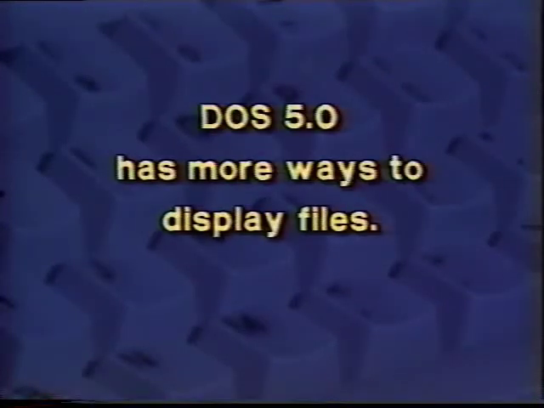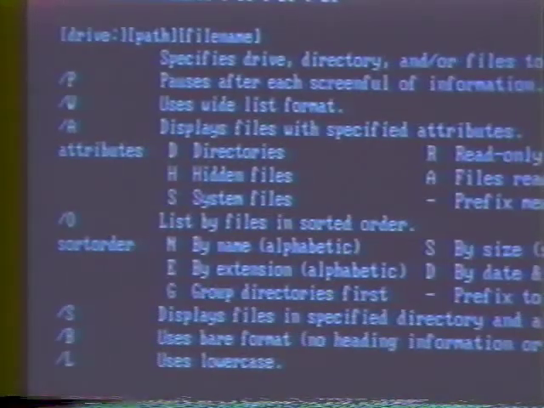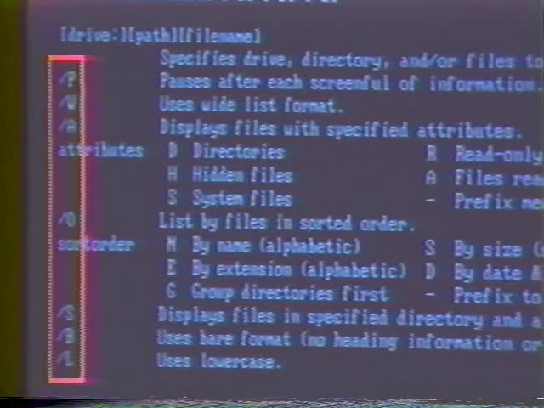Earlier versions of DOS only had the /P and /W switches for looking at directories, but with DOS 5.0, there are many new ways to look at file names, plus a new help command. Lisa, type help, a space, dir, and press enter. Here is our help screen showing all the different switches you can use to display files. We can't show you all of them, but you may want to come back later and play around with the different options. After typing dir, you need to add a /, then the letter for the directory display you want from this section.